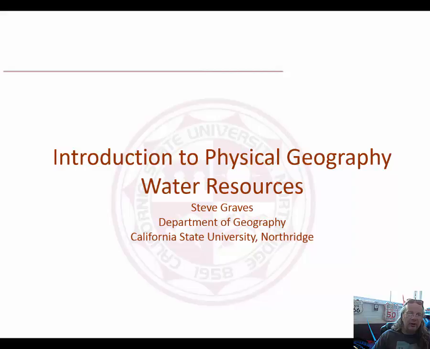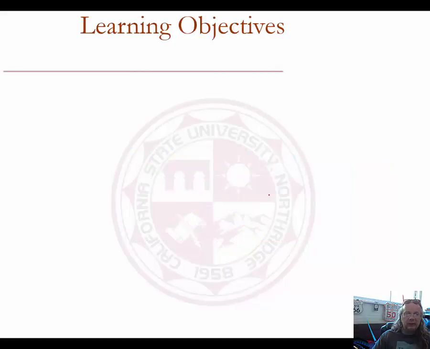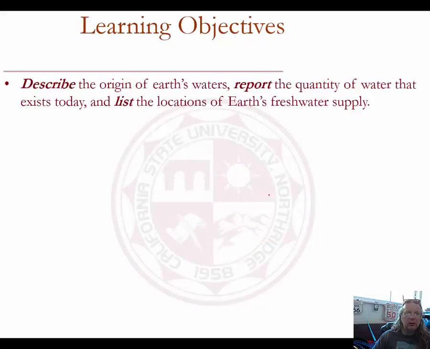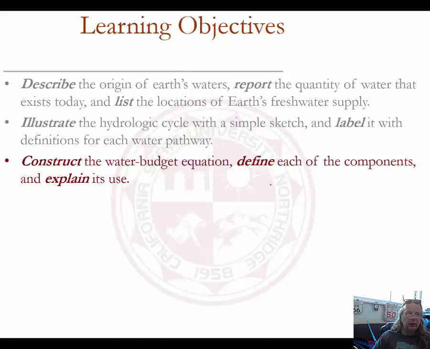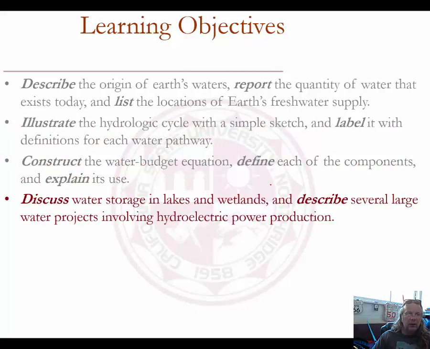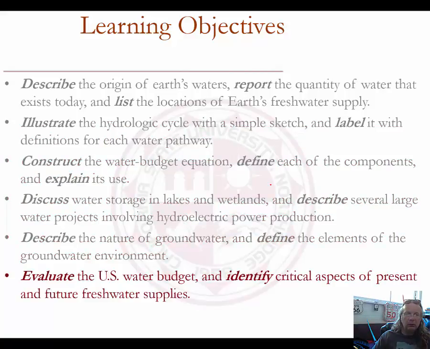This chapter 9 is on water resources. I'm not sure I actually like the placement of this chapter and the sequence of events, but let's move on. Let's take a quick look at the learning objectives. Here I'm just going to scroll through. You can pause and take a look at these and get a better idea of where we're going for this chapter.